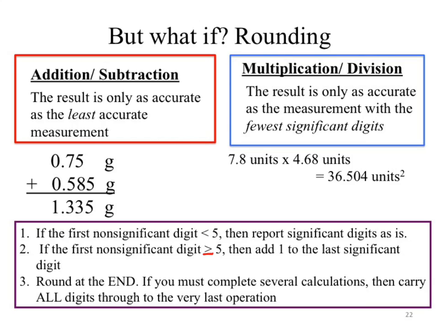So in the case of our addition and subtraction, the answer that we would need to enter would be 1.34. Still technically wrong. What's missing? Grams. The unit gram. The answer that we would report for our multiplication and division would be 37 units squared.